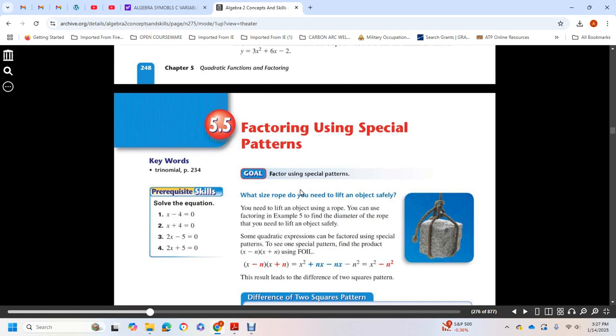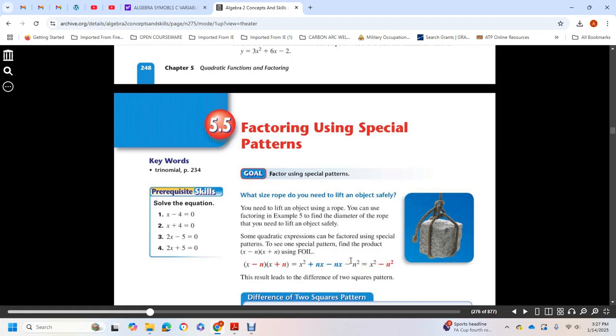Factoring using special patterns. Some quadratic expressions can be factored by using special patterns. To see one special pattern, find the product x minus n times x plus n using FOIL. You would get x squared plus nx minus nx minus n squared, which is x squared minus n squared.